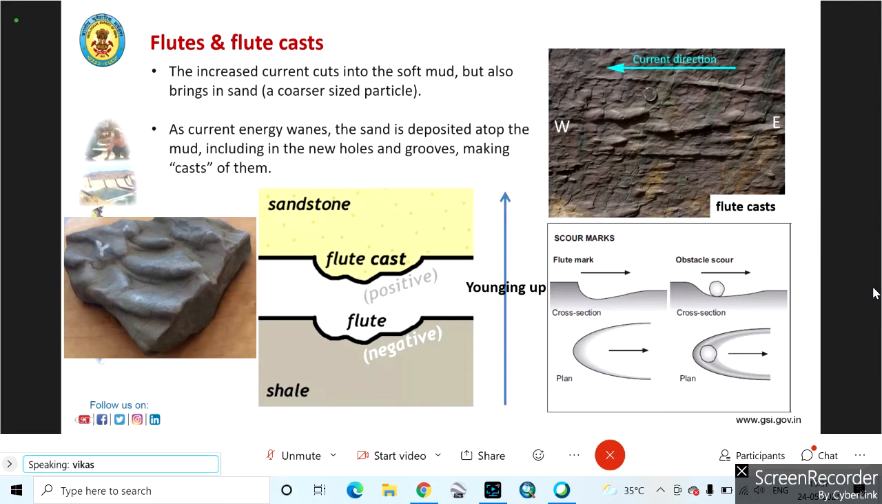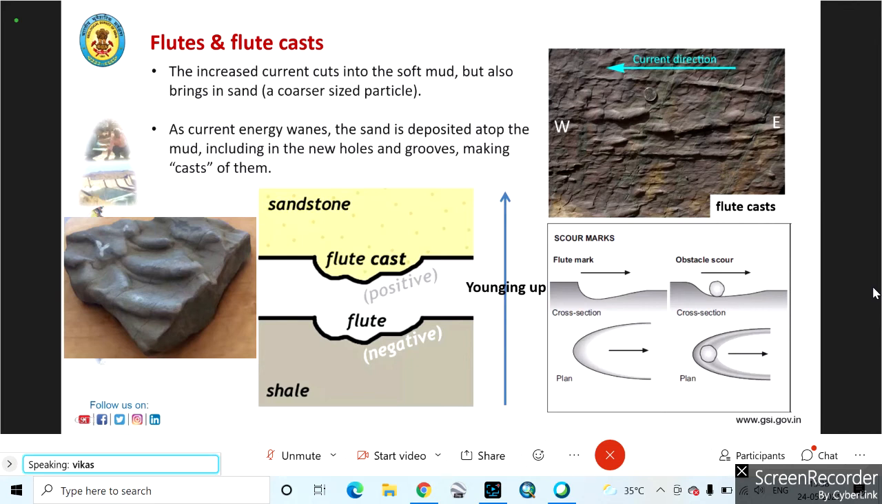Now, this flute has developed in the shale actually, which is a negative structure. That is a negative relief, you can say. That's why we are calling it a negative. And the flute is just like a cast, which is just casting over this particular shape. So that's why this is forming like this.